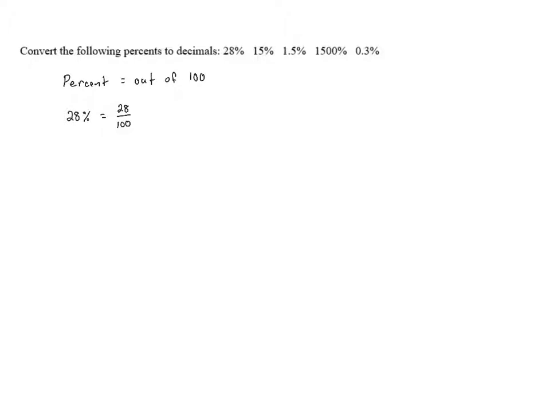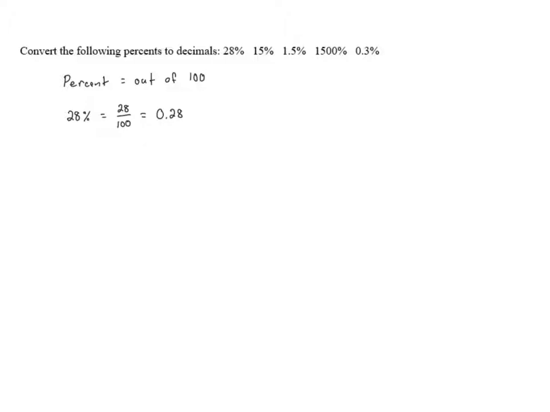And then if we do this division, either with a calculator or writing everything out, we end up with 0.28 as a decimal. And we don't want to always have to convert it to a fraction and then do the division. So there ends up being a shortcut. And that shortcut involves moving the decimal point.